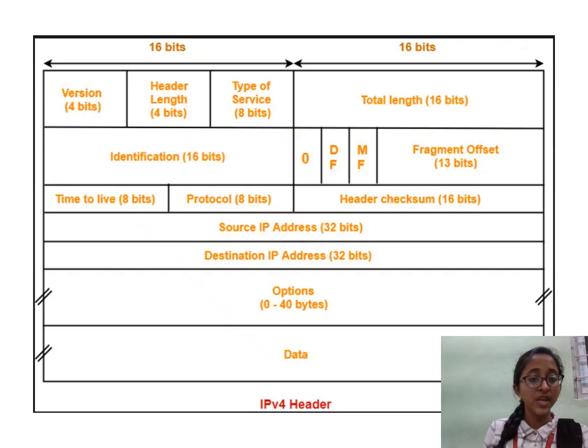Flags, DF and MF, are 3 bits that control fragmentation. DF equals don't fragment, MF equals more fragments. Fragment offset is 13 bits. It gives the position of the fragment in the original packet, used to reassemble fragments. Now the workflow of Internet Protocol version 4: data from the source host is divided into packets.